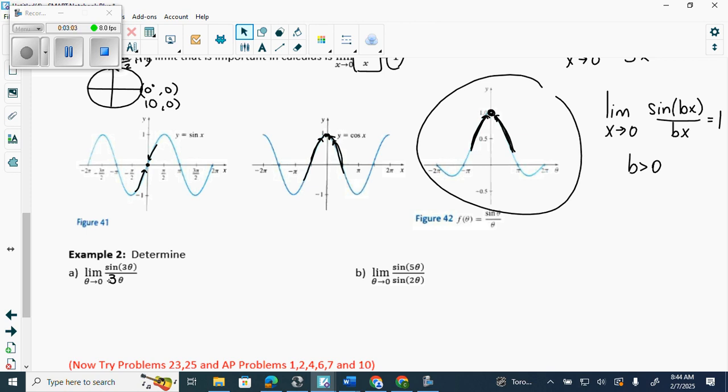True? Can I just randomly multiply a bottom by 3? I have to also do what? Multiply the top by 3. True? Remember limit laws, you can multiply, you can separate them by multiplication. So we could go the limit as theta approaches 0 of technically 3 times sine 3 theta over 3 theta.